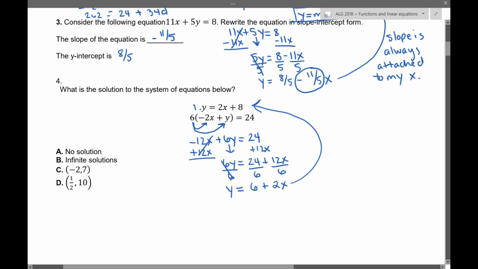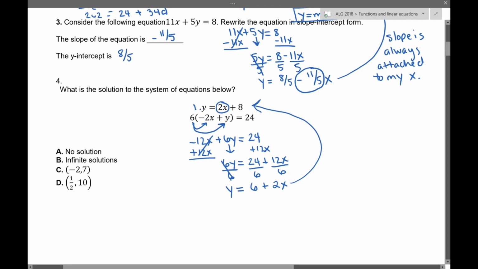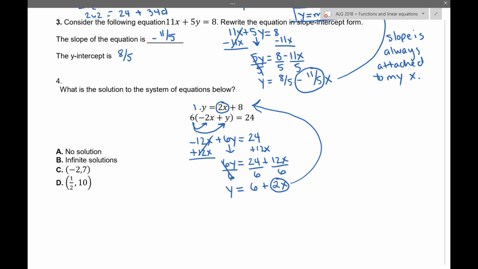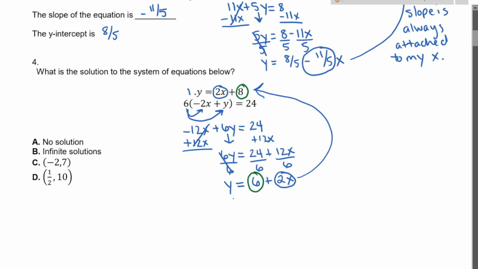Okay? Now, what do we notice about this problem? What do you notice about their slopes? Both of the problems have the same slopes. Now, the problems, though, don't have the same y-intercept. Okay, so they have the same slope, but different y-intercepts. So 2x and 2x are the same slope, and 8 and 6 are different y-intercepts.